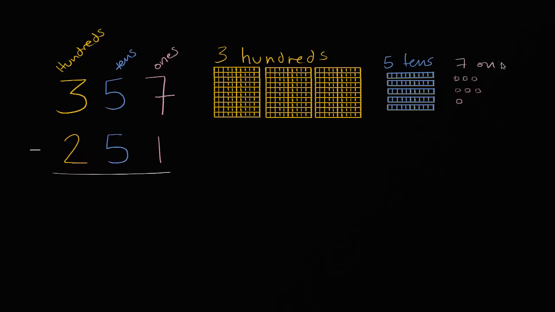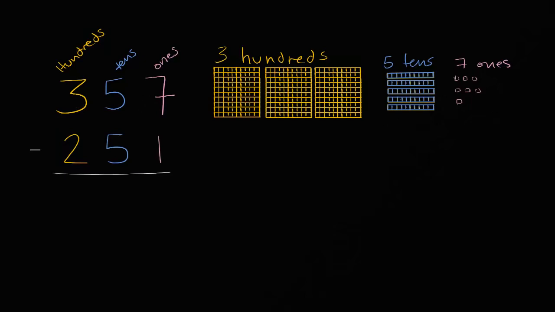Now from that, we want to subtract 251, or we want to subtract 2 hundreds, 5 tens, and 1 one. So pause this video and think about what that is going to be. So let's work through this together. Let's first focus on the ones. We're starting off with 3 hundreds, 5 tens, and 7 ones, 357.